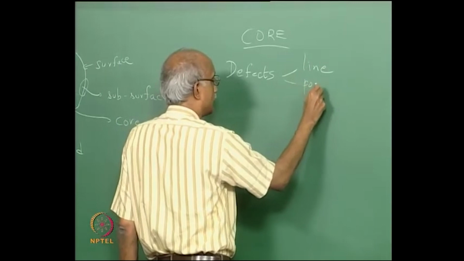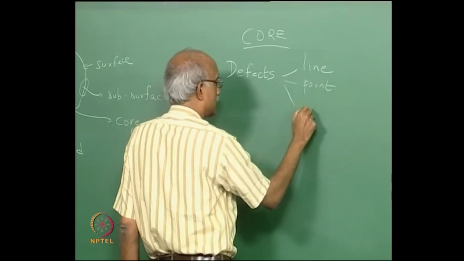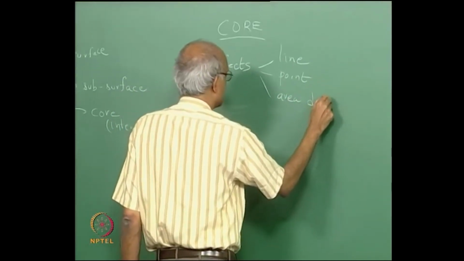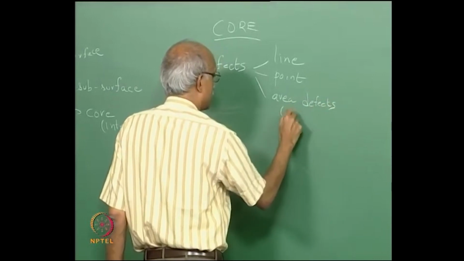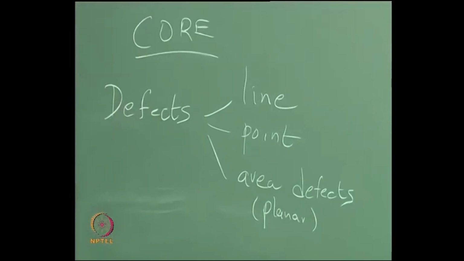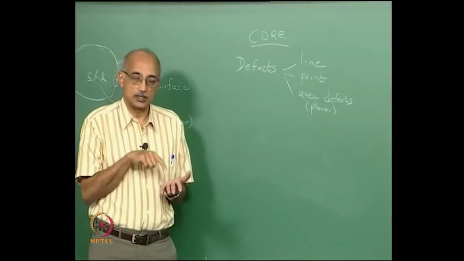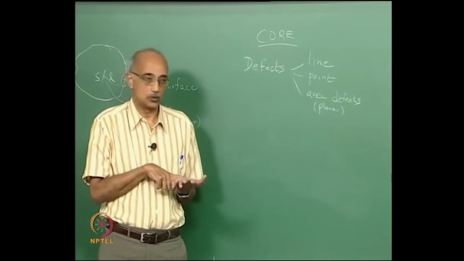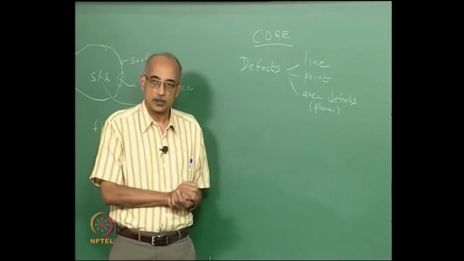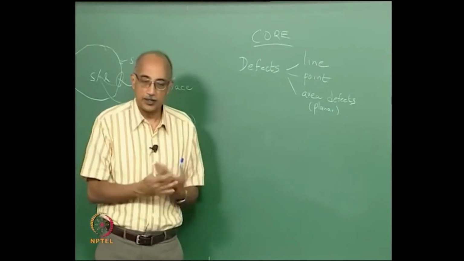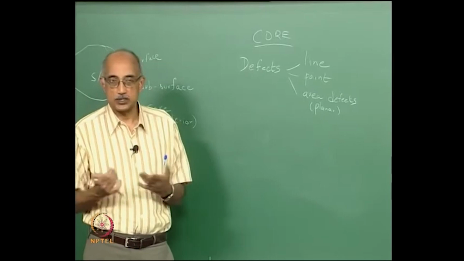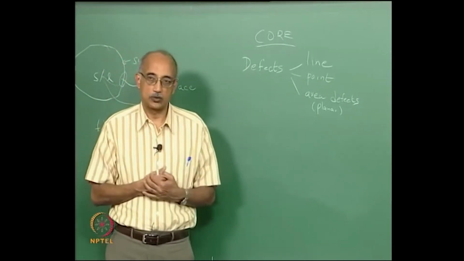line defects, point defects, and area defects or planar defects. So a point defect is basically, as the name suggests, a defect that occurs locally at a single isolated location on the material or the core. A line defect is one that essentially has a linear dimension to it, and an area defect or planar defect or surface defect is one that has an area associated with it. So it's basically a two-dimensional defect in the core of the material.